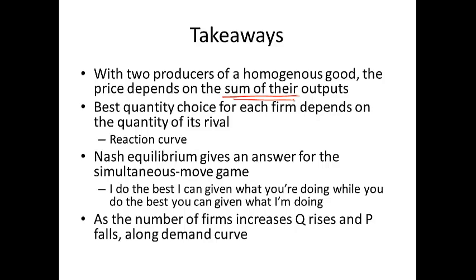Second, now the best quantity choice for each firm depends on the quantity of its rival, and that's what we summarized in the reaction curve. It's my best output as a function of how much output you produce. Third, given these reaction curves, Nash equilibrium gives us an answer for the simultaneous move game. That means the equilibrium in this situation is that I'm doing the best that I can given what you're doing. Well, you're doing the best that you can given what I'm doing. And Nash equilibrium is the solution to that. It's the intersection of the reaction curves.